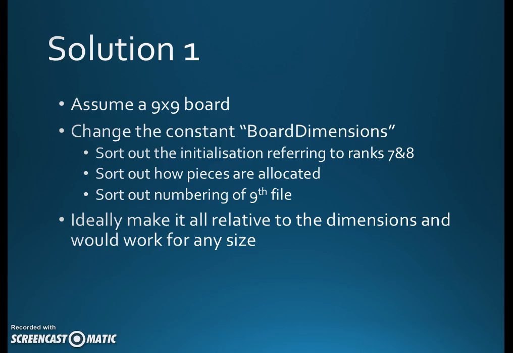Now, you could just hard code all these changes to be 8 and 9, or change the loop to have a 9 in it. That would be fine. But ideally, you'd try and make it all relative to the board dimension. So board dimension -1, board dimension -2. So if you change the board dimension again, you would have it still working rather than falling over.